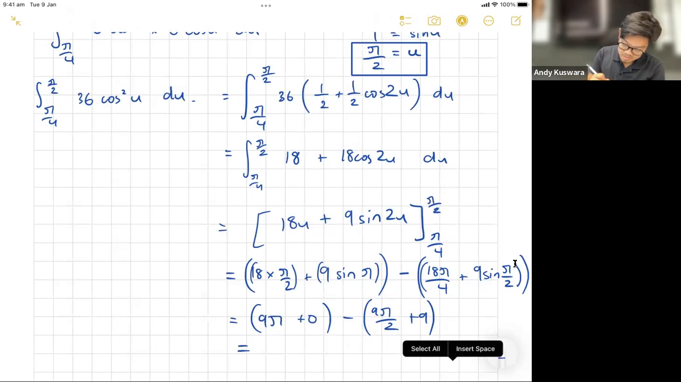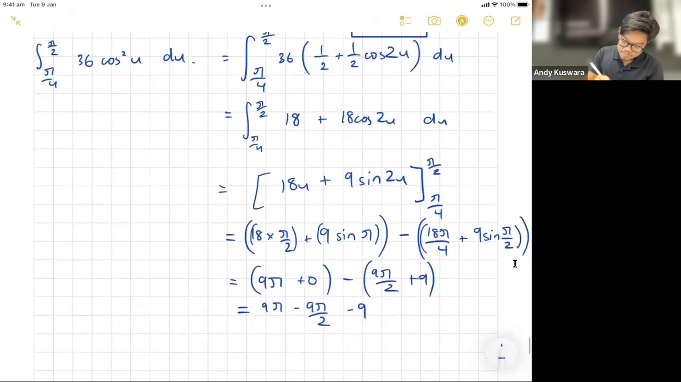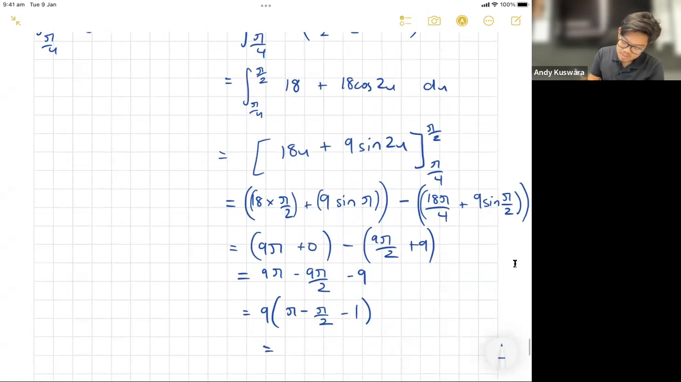Pretty sure it's just 9 pi minus 9 pi on 2 minus 9. And it looks like here we should be able to take out a common factor. Let's take out a common factor of 9. So it should be just pi, take away pi on 2 minus 1. And pi minus pi on 2 is just going to be pi on 2. So it'll be 9 pi on 2, take away 1. And units squared. All right.